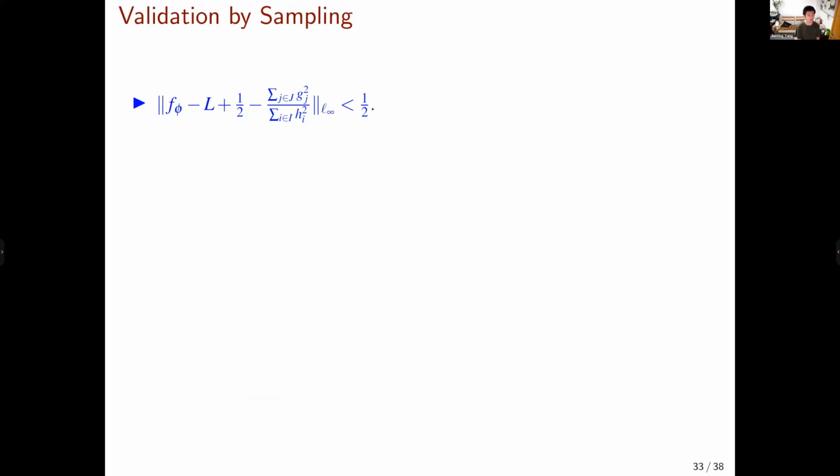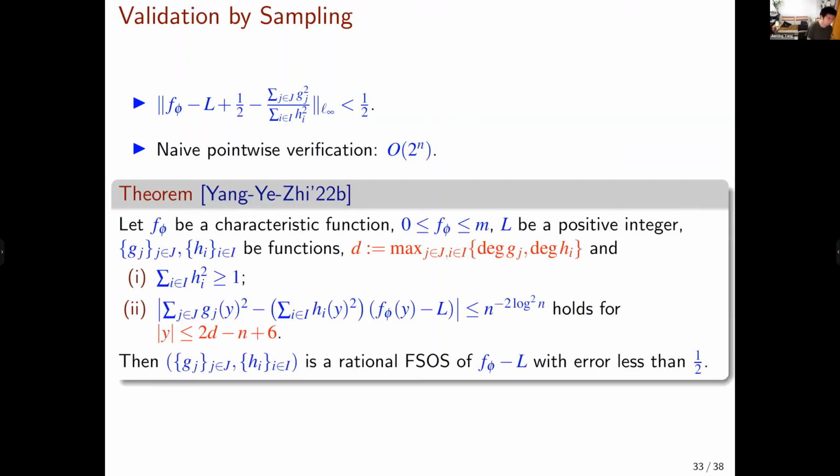We want to verify that the error between f phi minus L plus 1/2 and the rational Fourier sum of squares is less than 1/2. But if we use the naive point-wise verification method, then we must compute the error at all of the points in the group, which is of size 2 to the power of n. However, we give this theorem.